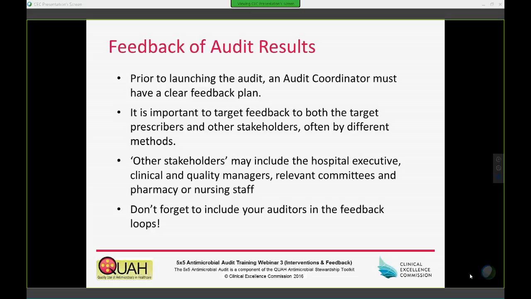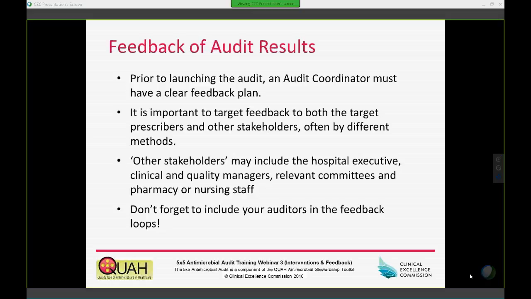So we actually recommend that as part of an audit coordinator's role to develop a clear plan for delivering feedback to the right people. It's a really good idea to lay that groundwork and have those lines of feedback prepped and ready to go prior to actually launching the audit. That feedback should be targeted to both prescribers and other stakeholders, and you'll probably need to use a combination of different methods to get those messages out.